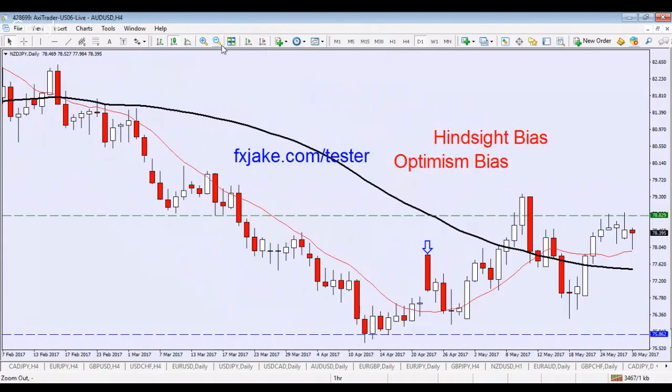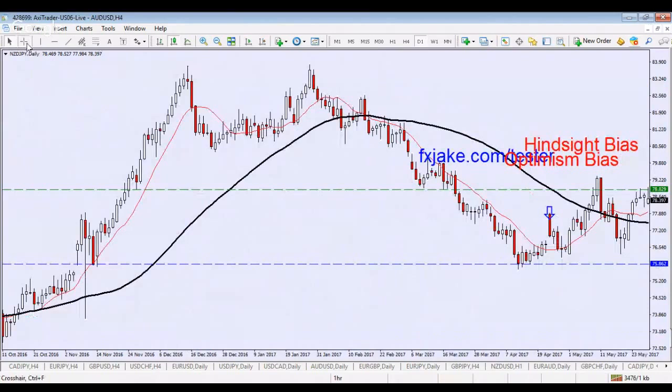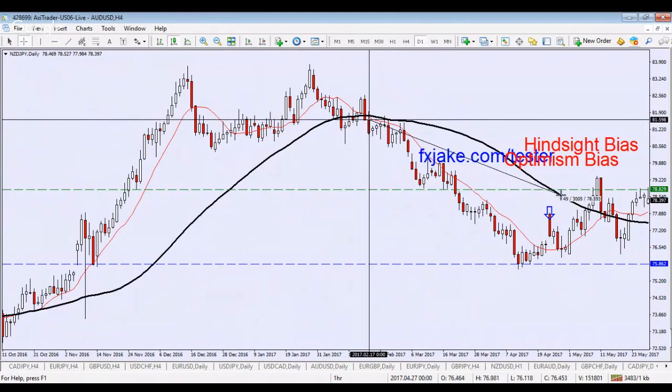Okay. So if we were to take this chart and just scroll back and say, look, if we had taken the cross here and put the stop loss above the swing high, look at how far it would have gone. We made all this money until it crossed here. That would have been good for 328 pips on the New Zealand yen, which is quite a bit.